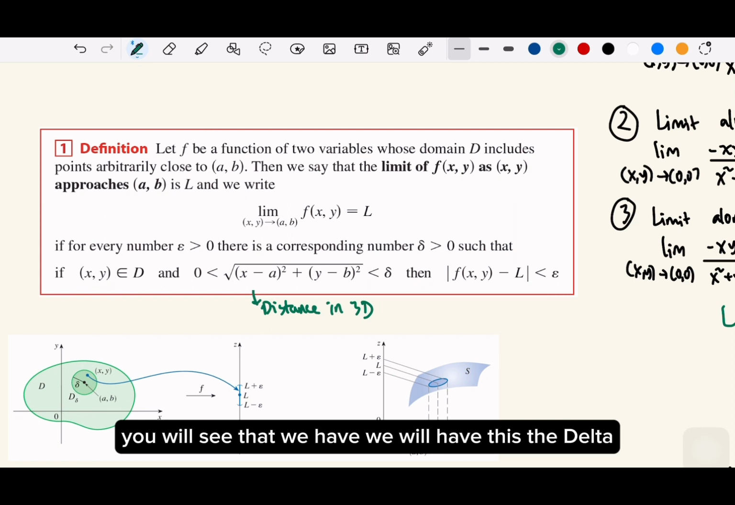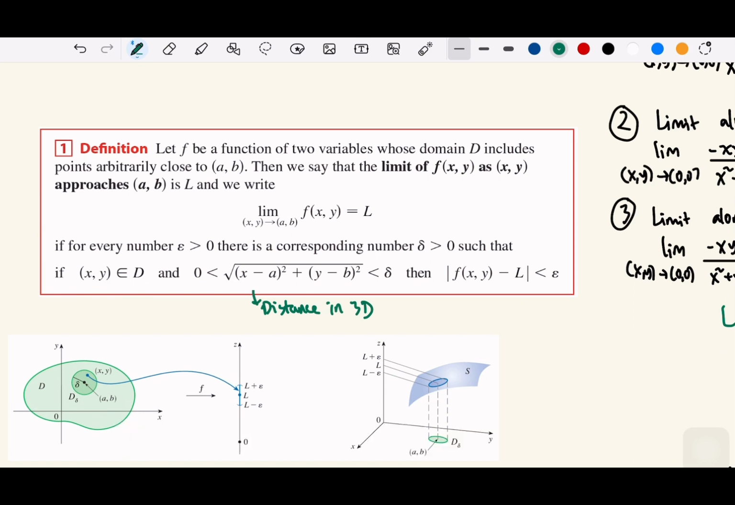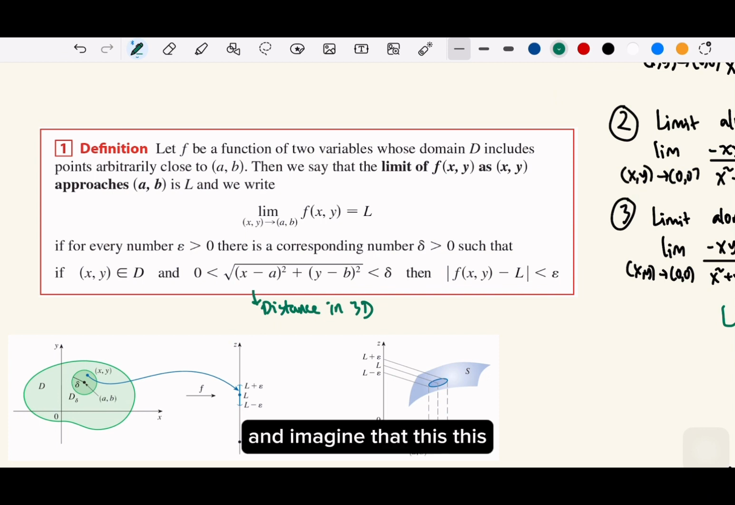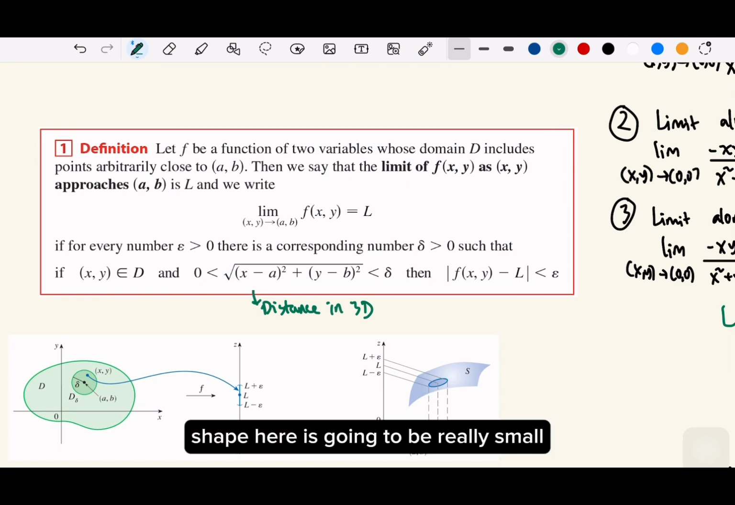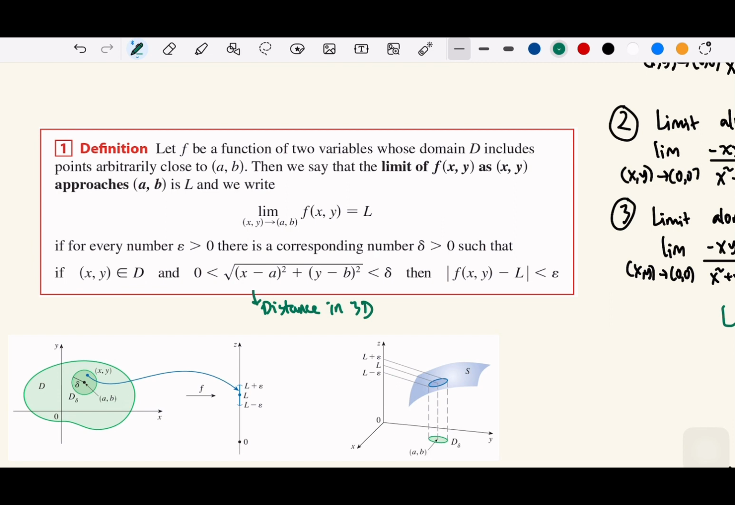You will see that we have the delta, and this will be L plus epsilon or L minus epsilon. And imagine that this shape here is going to be really small.